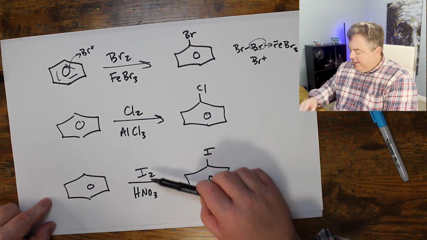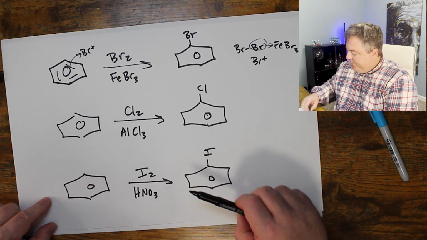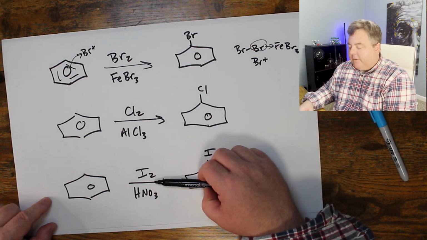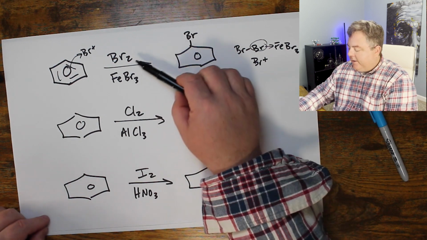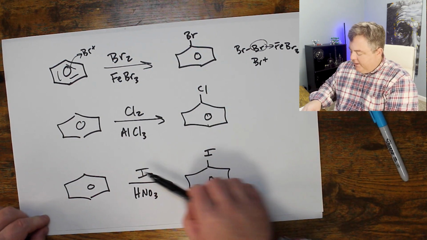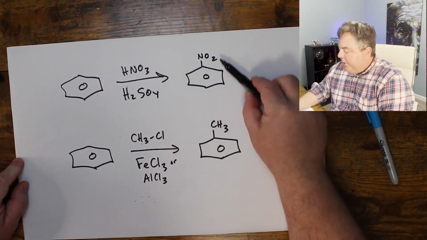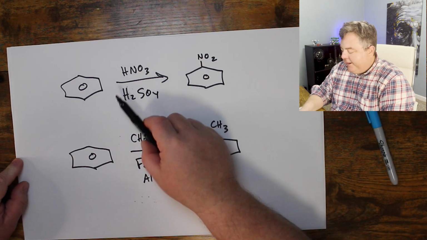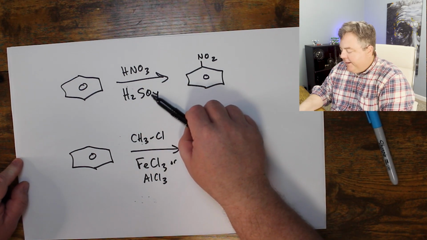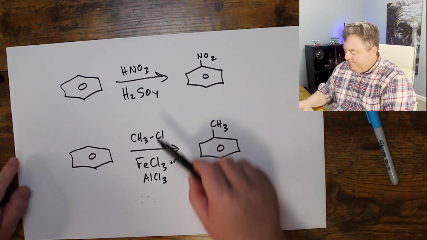And to put an iodine on, it's I2 and nitric acid is what is used. So just start to memorize these. Maybe make some flashcards and put these in your head. But Br2, FeBr3, Cl2, AlCl3, iodine, and nitric acid. You should learn how to put a nitro group on a benzene ring. That's nitric and sulfuric acid. Nitric and sulfuric acid puts an NO2 group on.